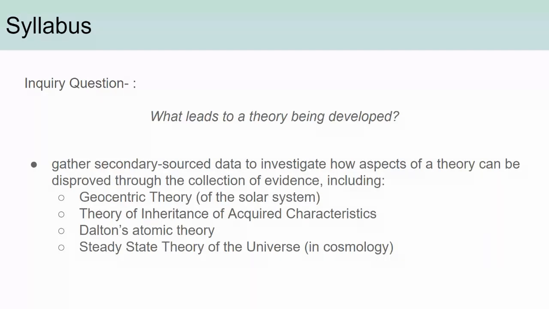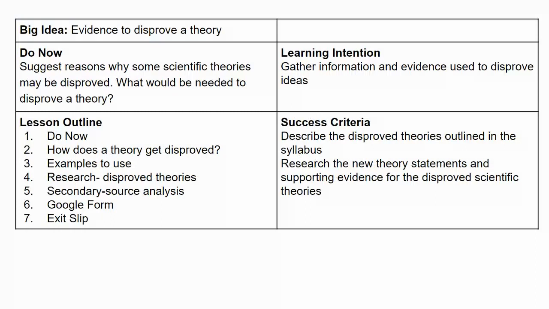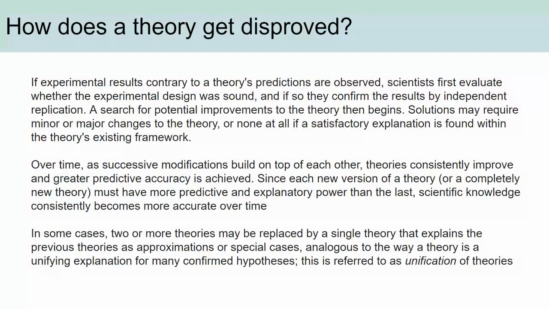We're going to be looking specifically at the geocentric theory, the theory of inheritance of acquired characteristics, Dalton's atomic theory, and the steady state theory of the universe, noting that in lesson 2, we also looked at the phlogiston theory, which is one of the theories that in fact was disproved due to the evidence that we now know as the oxygen theory of combustion. And again, we're looking at gathering information and evidence, which we're going to use this time to disprove our ideas.